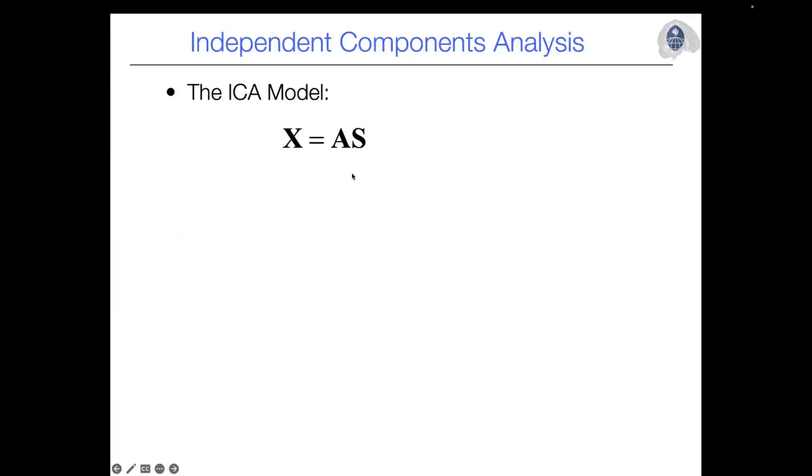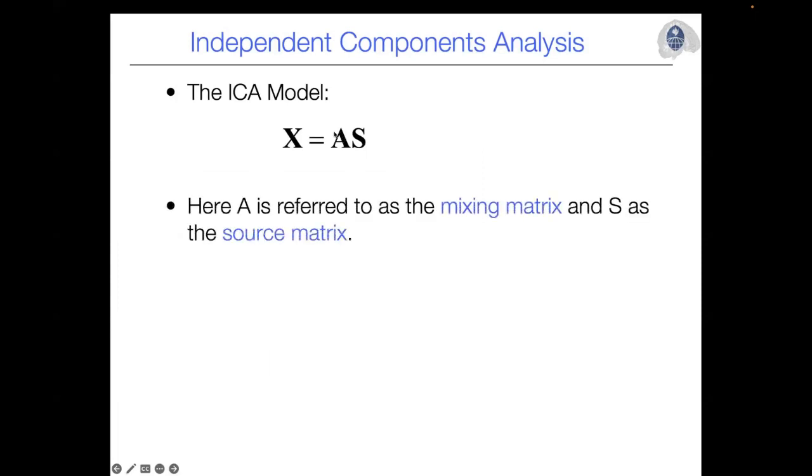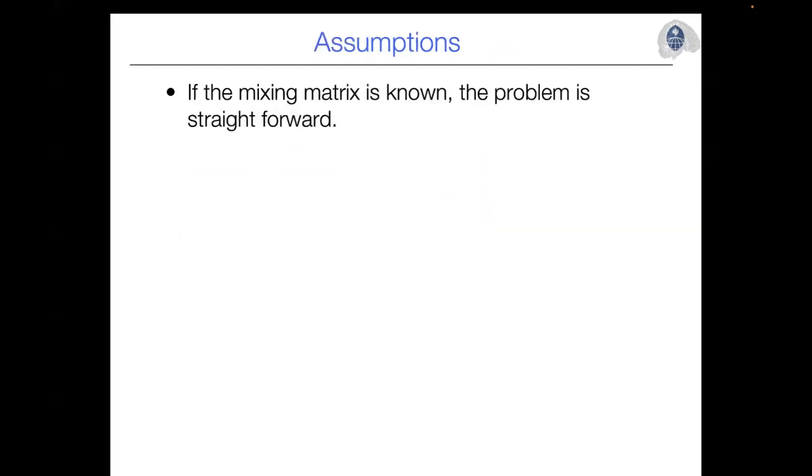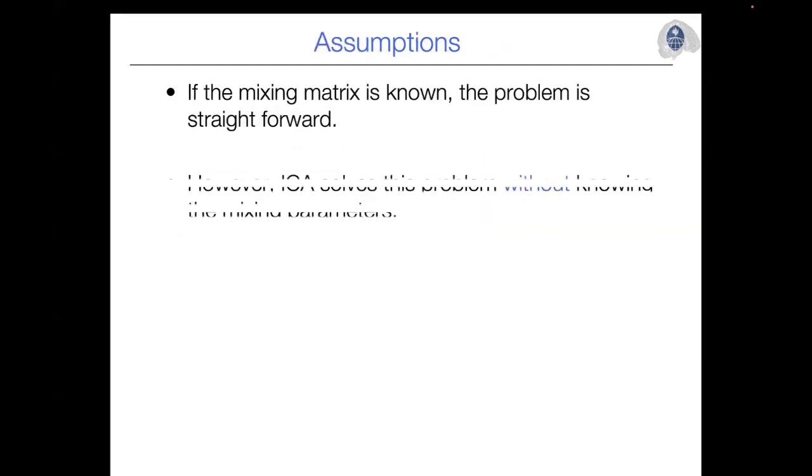And so this is sort of the ICA model. A is called the mixing matrix, so it's sort of mixing these conversations, and S is the source matrix. These are these underlying conversations, and our goal is to find some way of unmixing W such that this unmixing gives us a good approximation to S. And so this is at its core what ICA is all about. Again, if the mixing matrix is known, trivial. However, ICA solves this problem without knowing any of the mixing parameters, and that's a terribly difficult problem now.